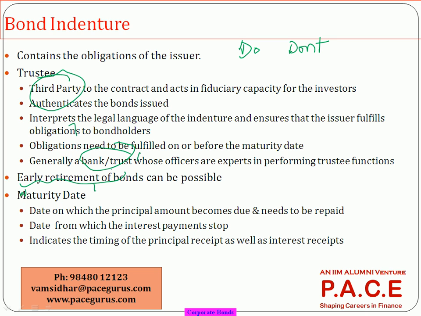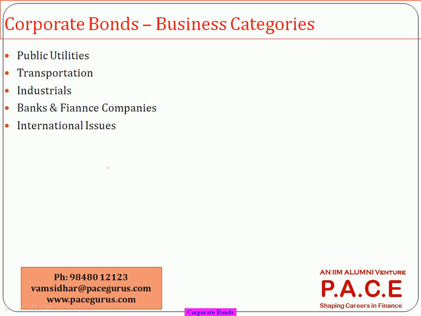The interest will continue until that date, and principal payment should be over by that date. That is what we are calling as a maturity date. And how do we see from the bond standpoint? We are seeing almost every kind of entity can typically issue a bond.